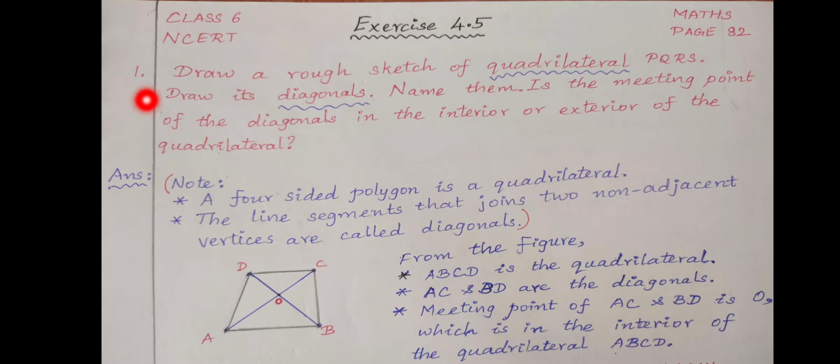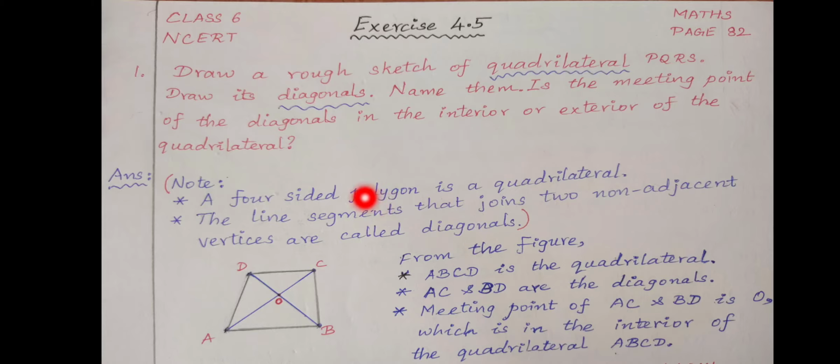Problem number 1, page number 82. Draw a rough sketch of quadrilateral PQRS. Draw its diagonals. Name them. Is the meeting point of the diagonals in the interior or exterior of the quadrilateral?